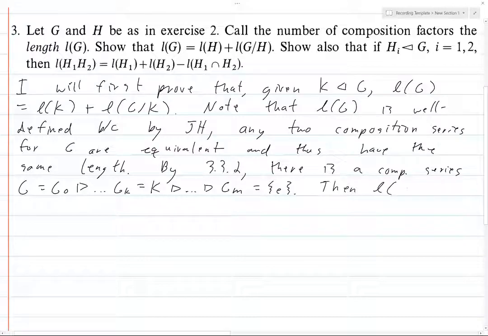Then the length of G is equal to, well, how many entries are here? We have 0 through m, so we have m plus 1. But if you think about the number of graded pieces, that's going to be like the number of these normality triangles that we have here. And so that's actually going to be 1 less. So the length is actually just going to be m. So we have the length of G, and now we want to look at the lengths of k and G mod k.